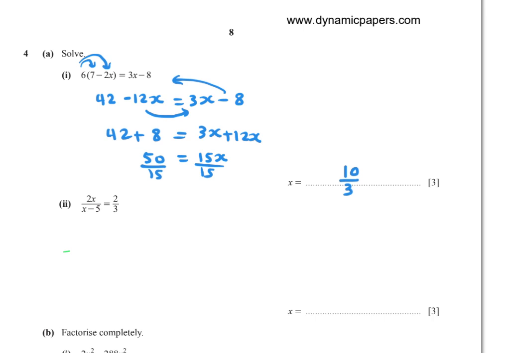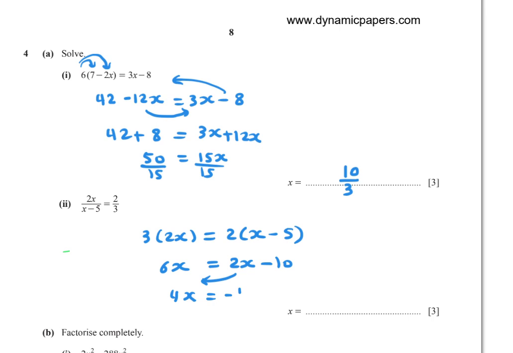Double I, 2x over x minus 5 equal 2 over 3. So cross multiply. 3 times 2x equals 2 times x minus 5. So 6x equals 2x minus 10. Now transpose 2x to the other side. So 6x minus 2x is 4x equals negative 10. Divide by 4. So x equals negative 2.5.